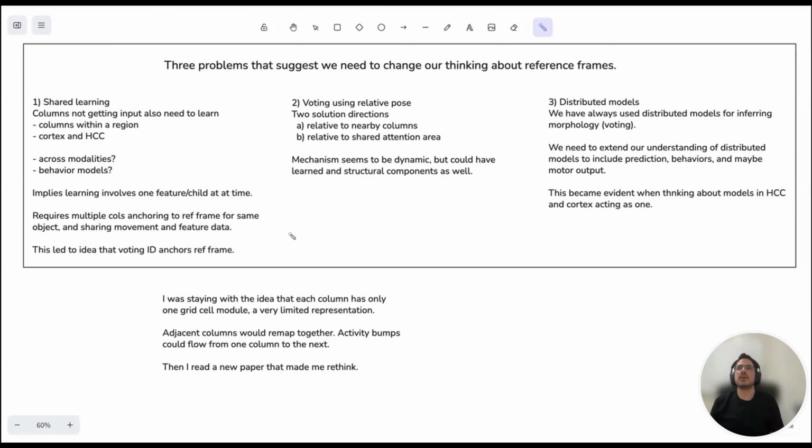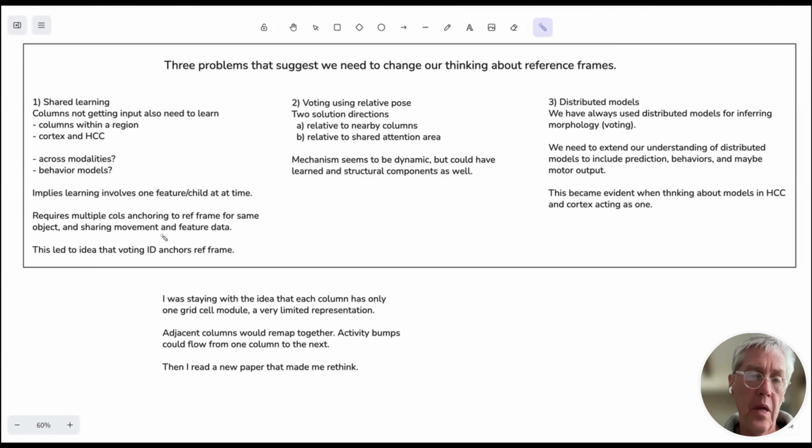It's just because I'm thinking about anchoring or re-anchoring. My understanding is that it doesn't just anchor to an object or reference frame. It has to anchor to a location in that reference frame. So it may not be enough to have the voting ID; it needs some other signal. Right, yeah. You're absolutely right about that.